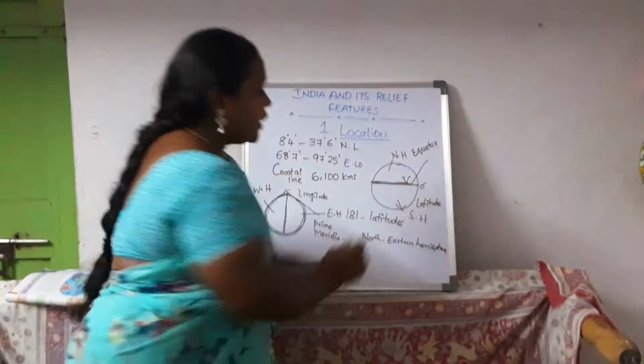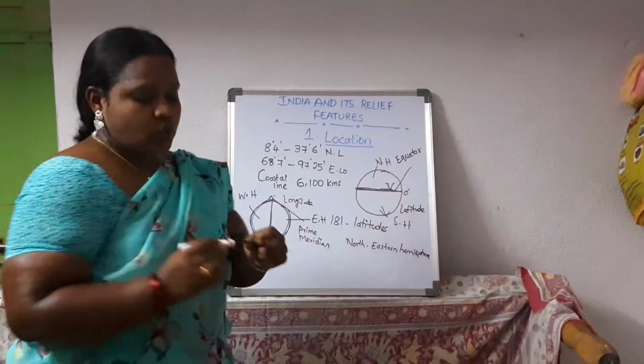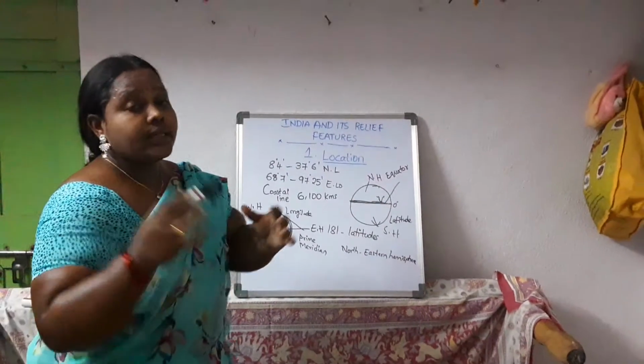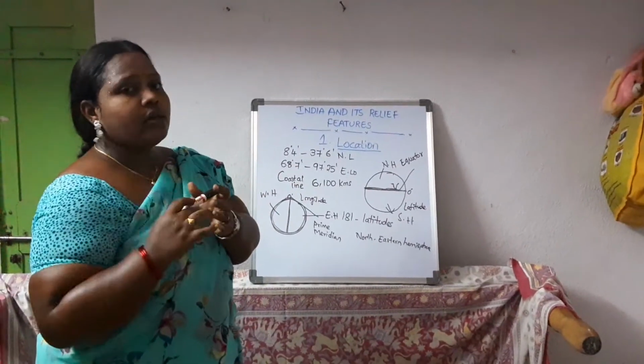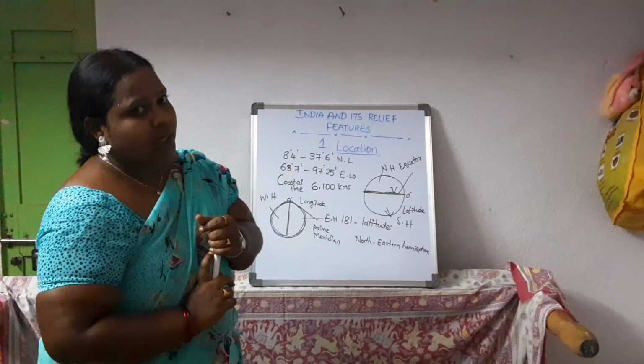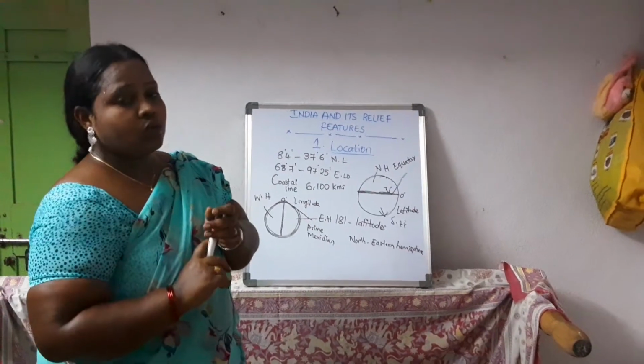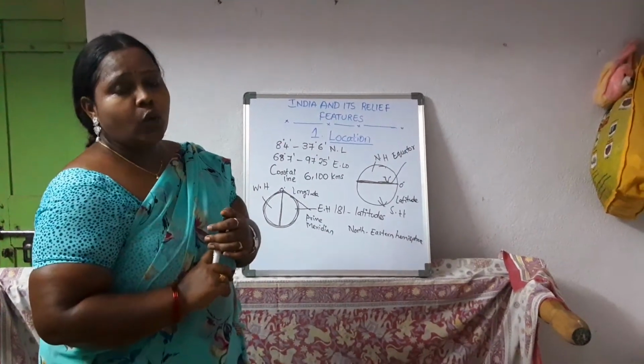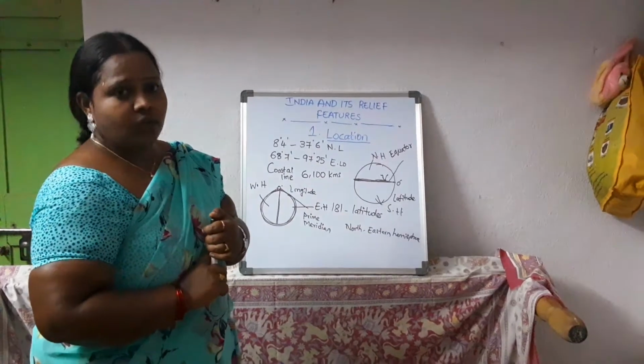And another point, children. The southern part of India lies close to the equator and that's why the southern part of India is hotter when compared with the northern part of India. As you all know, the north part is very cool when compared with the southern part of India.